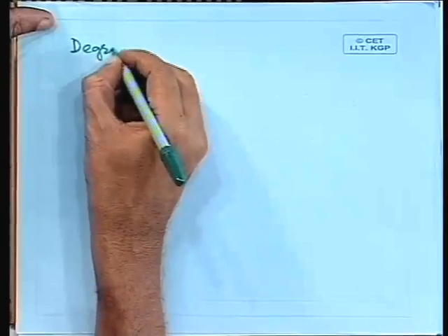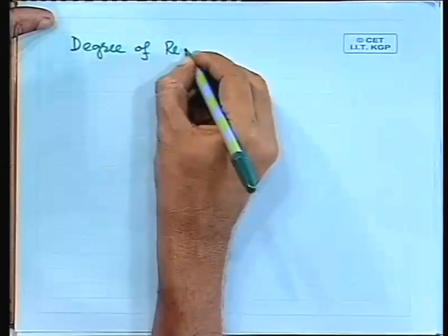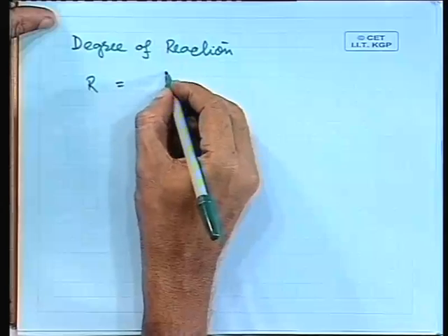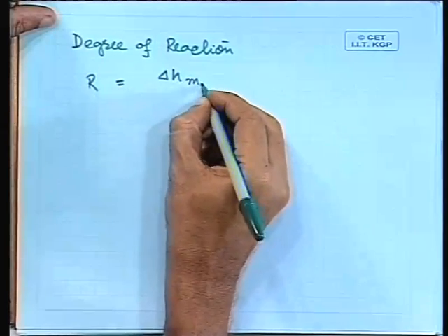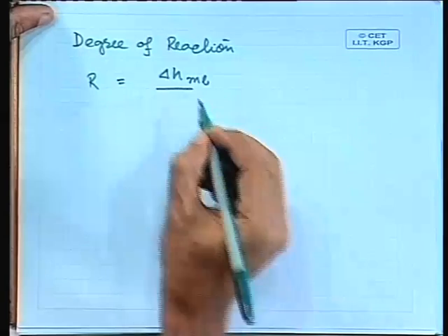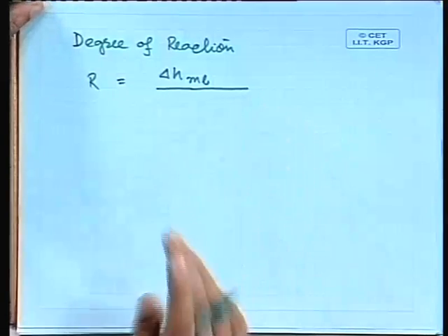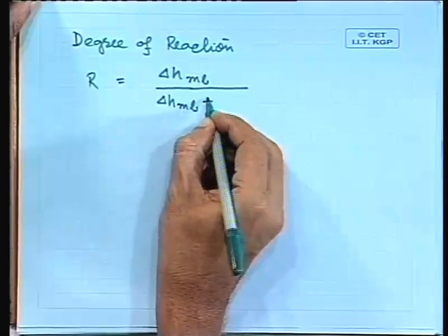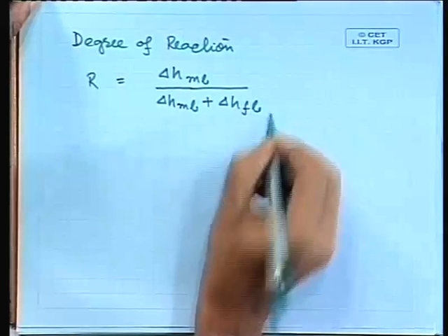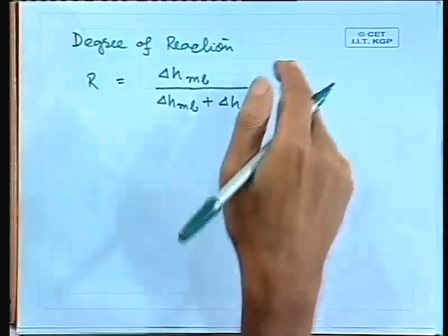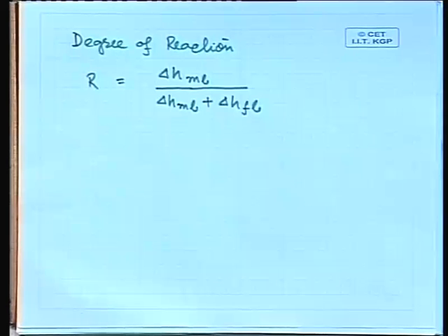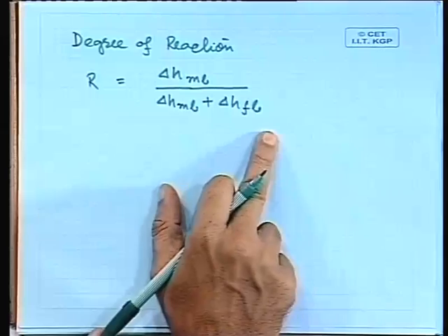So, degree of reaction, and this is defined as R. So, R we will call as delta H MB, where MB is the subscript used for moving blade, divided by the total enthalpy drop, that comes from delta H moving blade plus delta H fixed blade. Now, this is for a particular stage. So, in a stage there will be one row of moving blade and one row of fixed blade. So, basically it is for a particular stage that we are defining the degree of reaction.